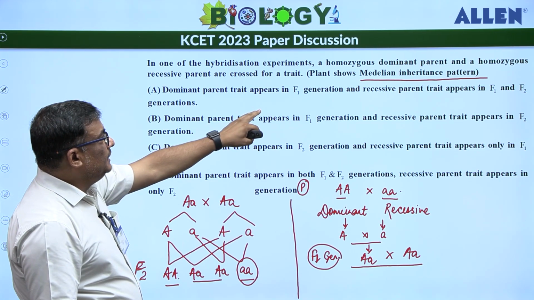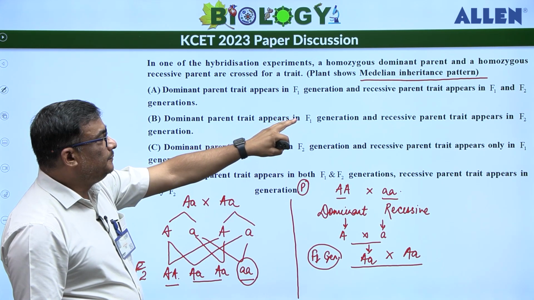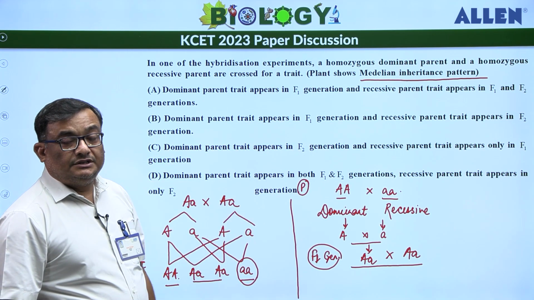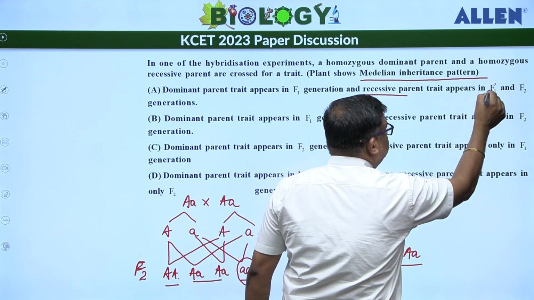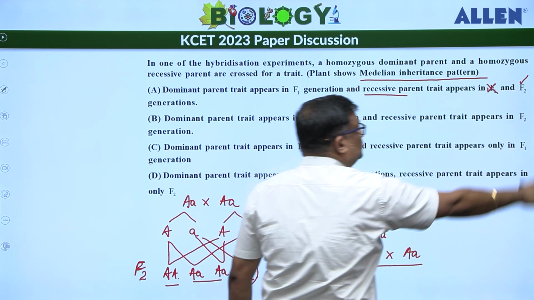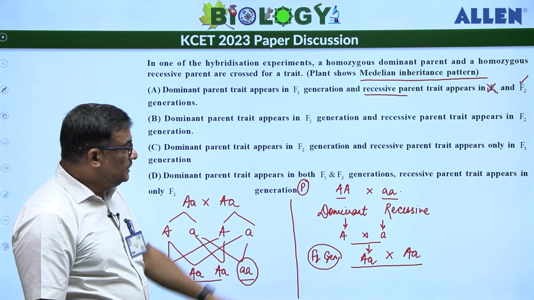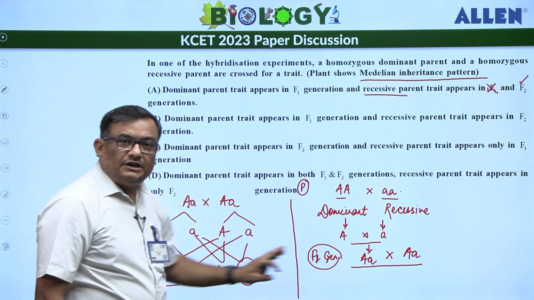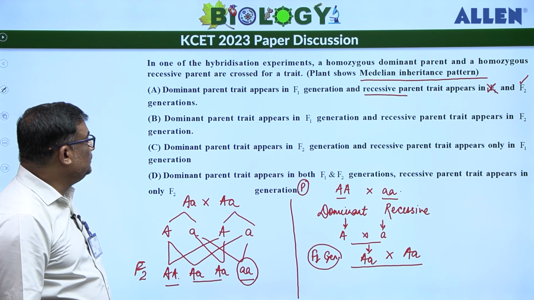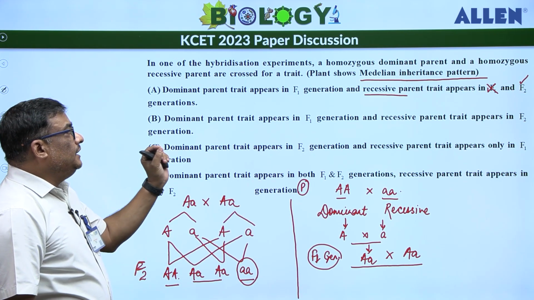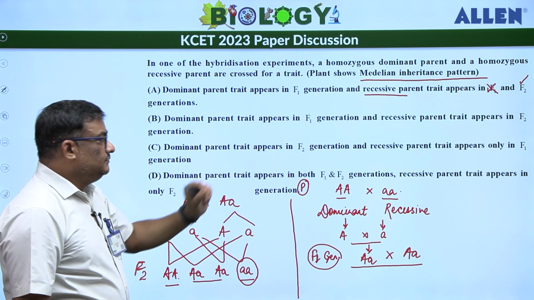Dominant parent trait appears in F1 generation and recessive parent trait appears in F1 and F2 generation. This is totally wrong. Recessive parent trait is not appearing in F1, it is only appearing in the F2 generation. You can see this one is F1 generation and this one is going to be your F2 generation.